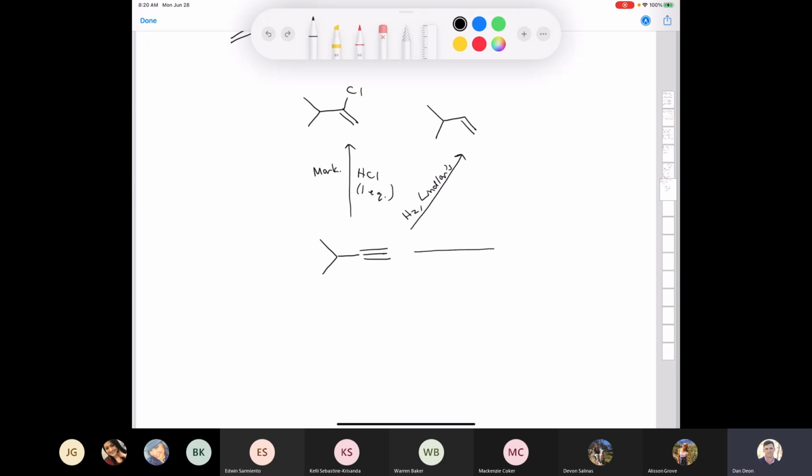Okay, I have a question for you guys. Could anybody tell me what I would do to do this transformation here, to go from the terminal alkyne to this nice carboxylic acid? You can give me any hint or any clue. What do you think would be the best way to do this reaction to make this carboxylic acid?